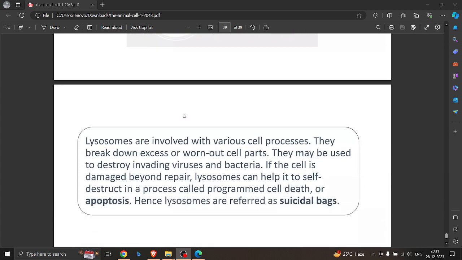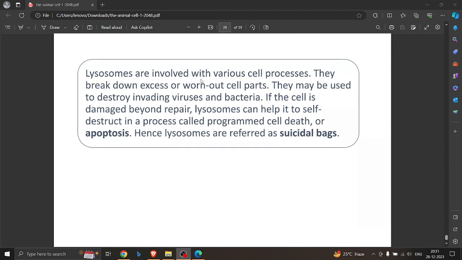What do lysosomes do? Lysosomes are involved with various cell processes. They break down excess or worn out cell parts. They may be used to destroy invading viruses and bacteria. If the cell is damaged beyond repair, lysosomes can help it self-destruct in a process called programmed cell death. That means lysosomes are also referred to as suicidal bags, involved in cell death or apoptosis.